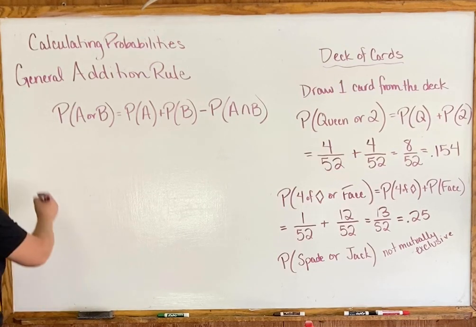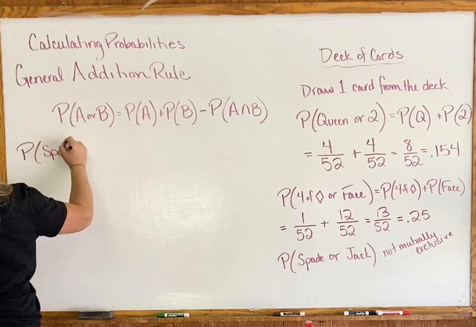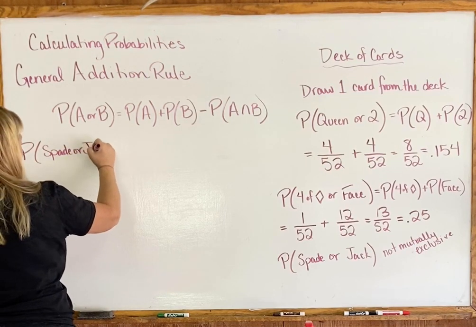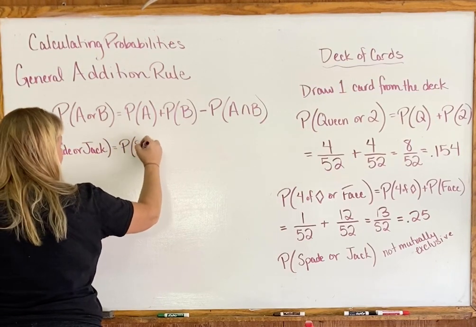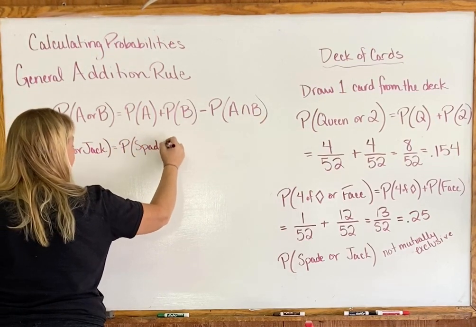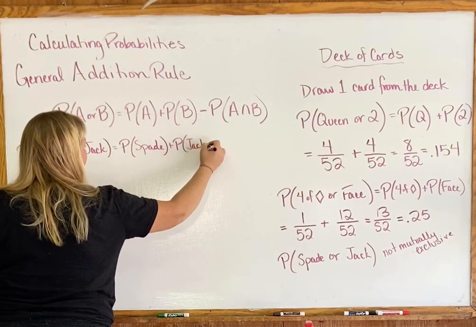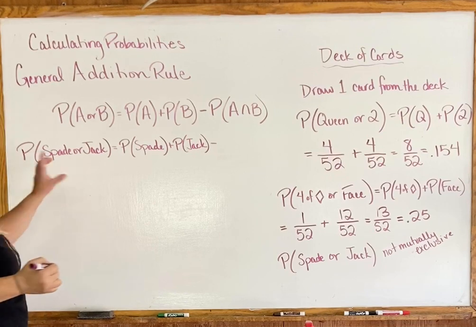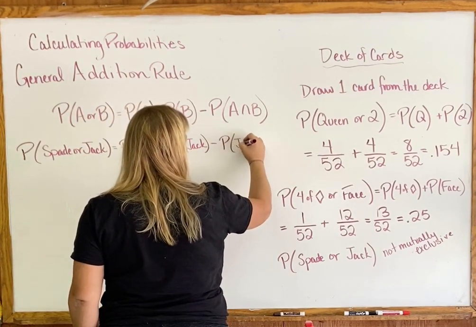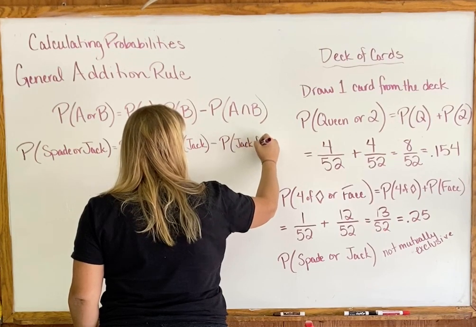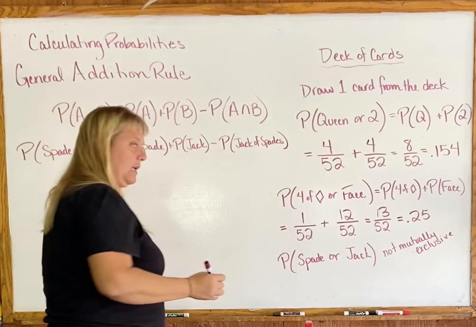So let's go ahead and look at this problem. Let me write it up again. The probability of a spade or a jack. It starts by finding the probability of a spade plus the probability of a jack, and then it's going to subtract the one that's the overlap. So it's the probability of the jack of spades. And that is definitely the overlap.